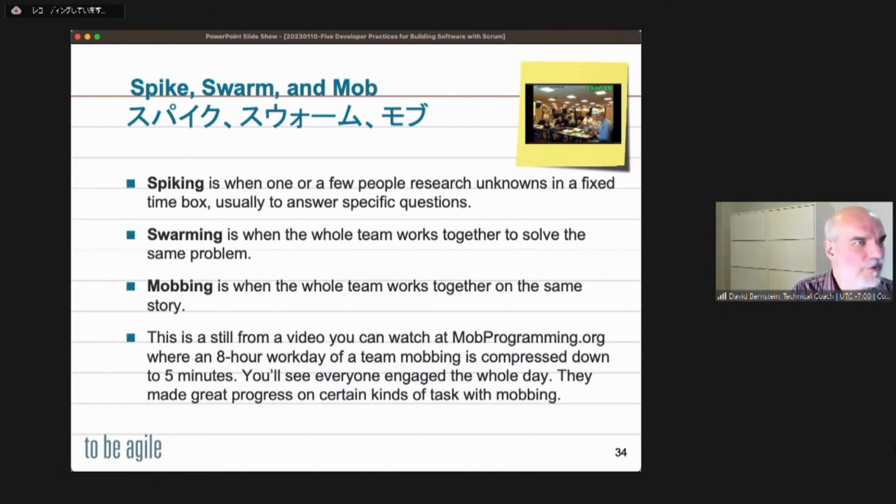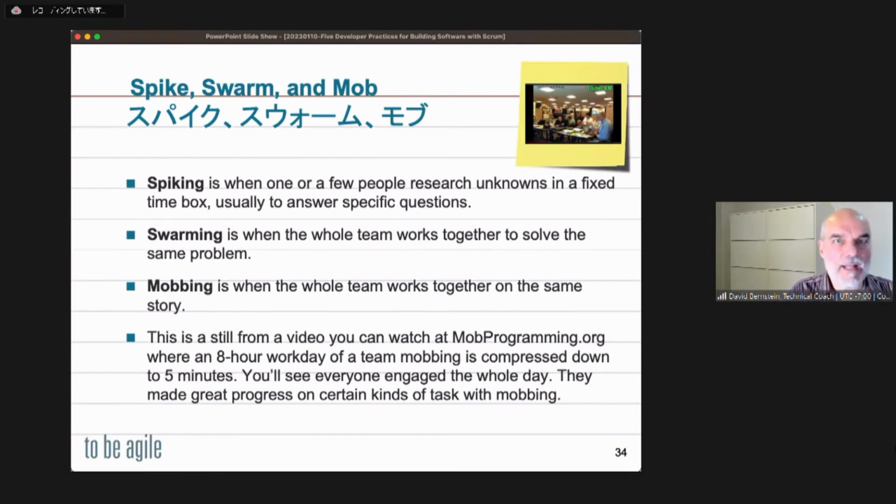There are other techniques that we use as well. Spiking is where one or a couple of people go off and research some unknowns. So we don't try to figure everything out in Scrum up front. Instead, we go into our sprints with unknowns. And sometimes that stops us. And when it stops us, we have to do a little bit of research. So that's a spike. A spike is doing a little research on something that's blocking us.